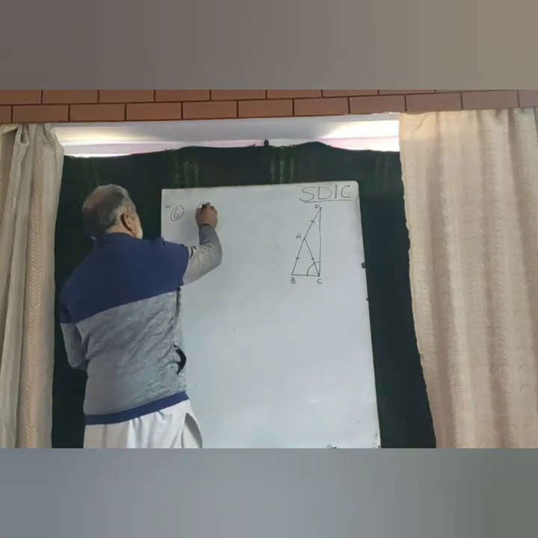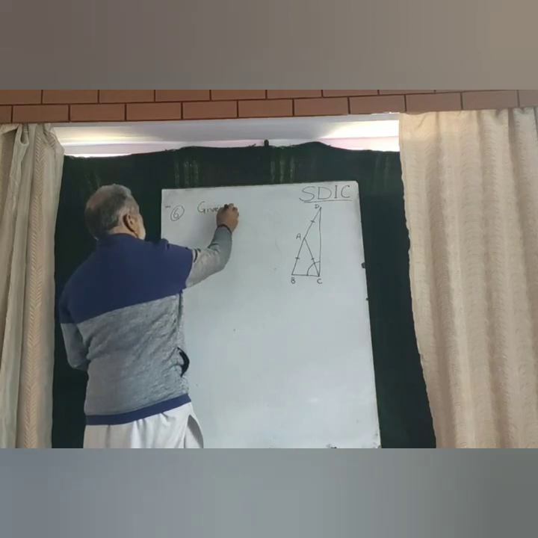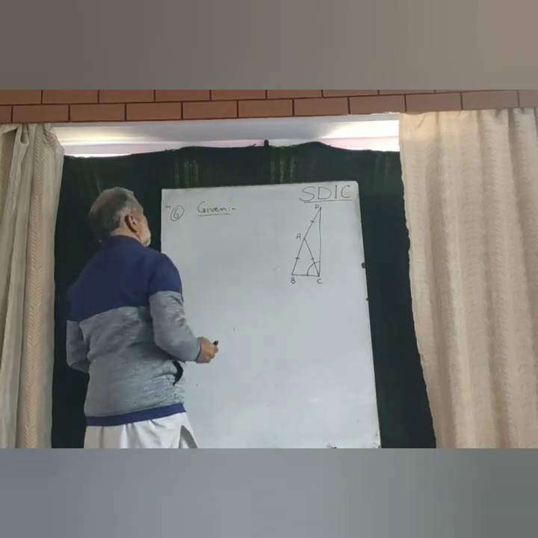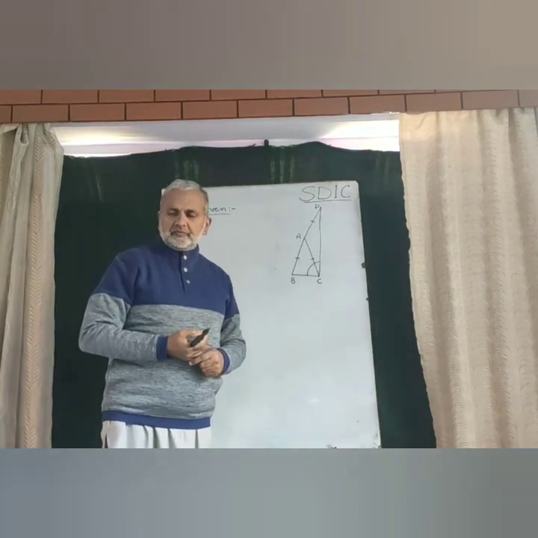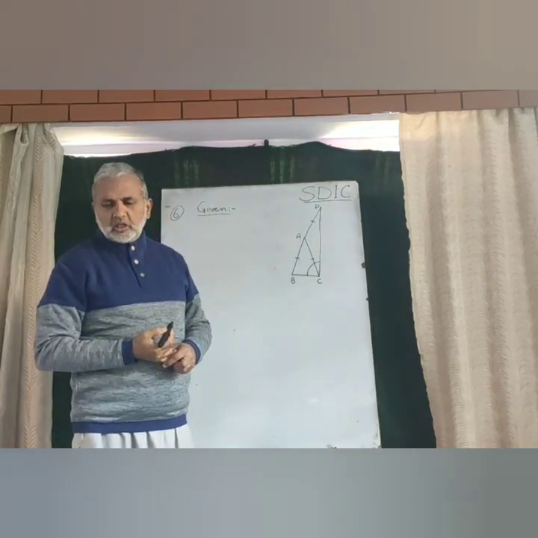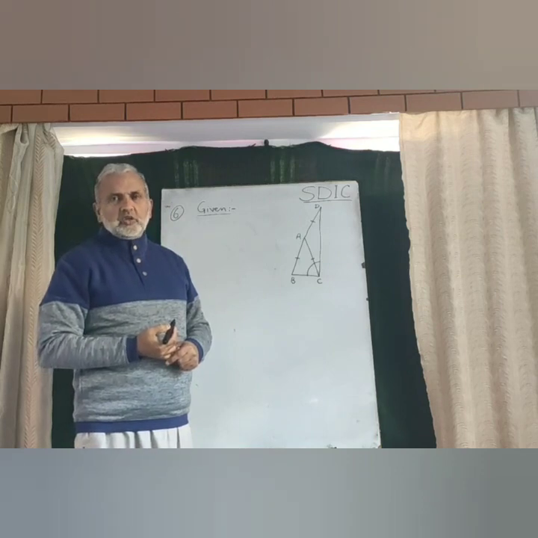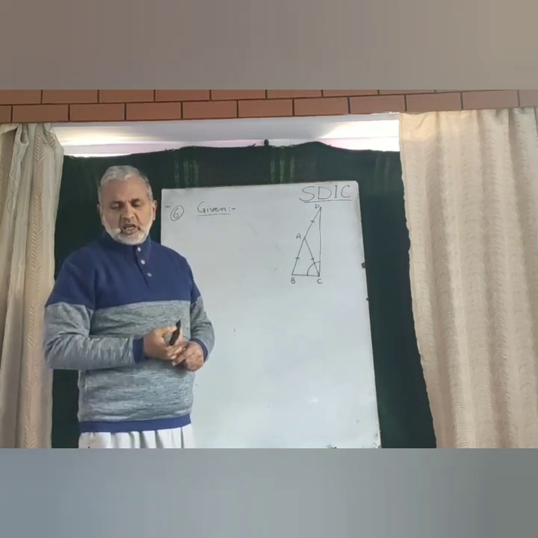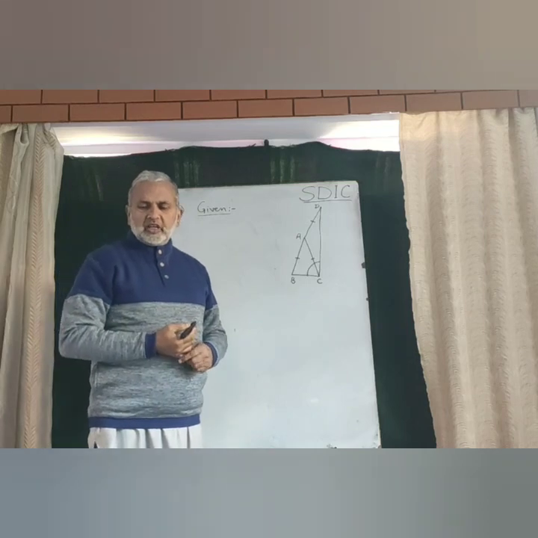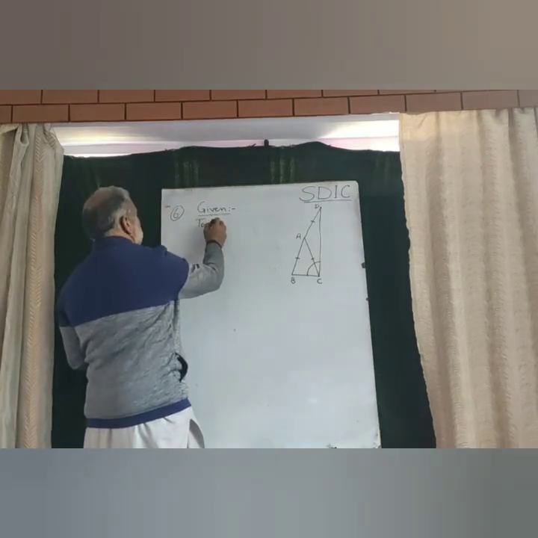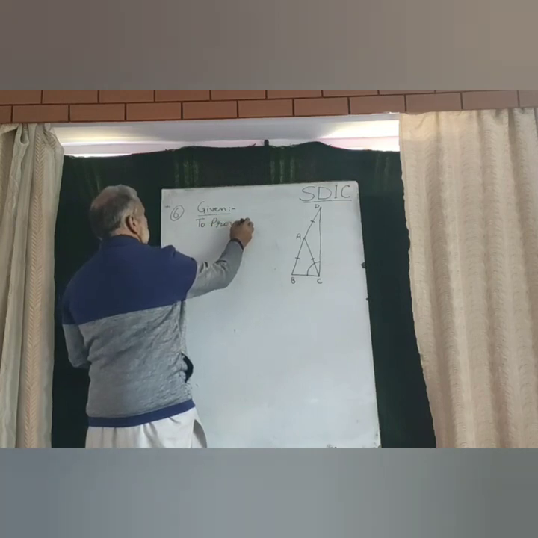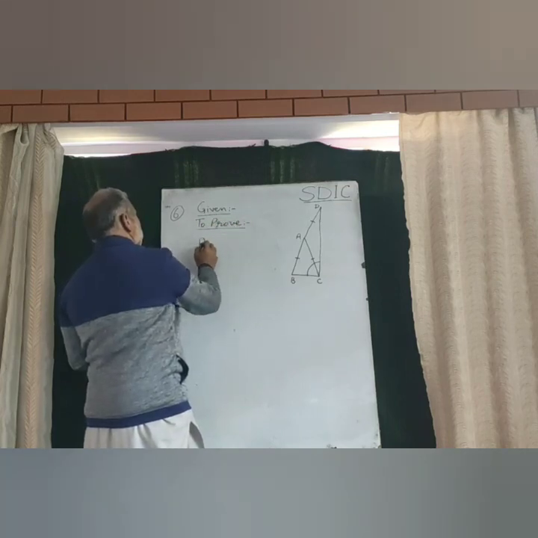As usual, the given part of the solution you will get from the textbook. I have just now said up to AD equal to AB, you have the given part of this question, and that is followed by to prove angle BCD is a right angle. To prove is also there. I shall explain here the proof of this.